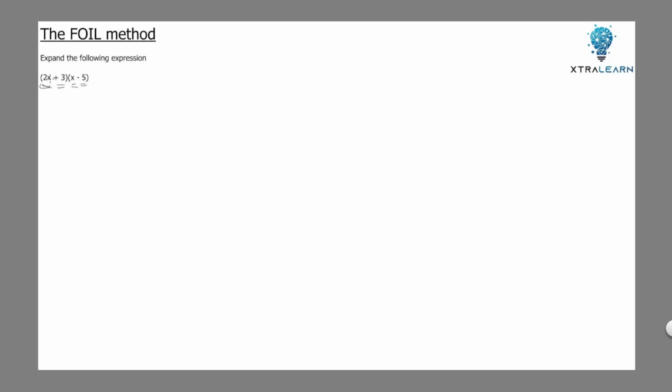Okay. And what we're going to try and do is expand or multiply the first binomial, the 2x plus 3, by the second binomial, x minus 5. And we're going to be doing that using something called the FOIL method. First of all, let me explain what FOIL stands for. It's not a fancy or complicated math terminology. It just stands for four very simple words.